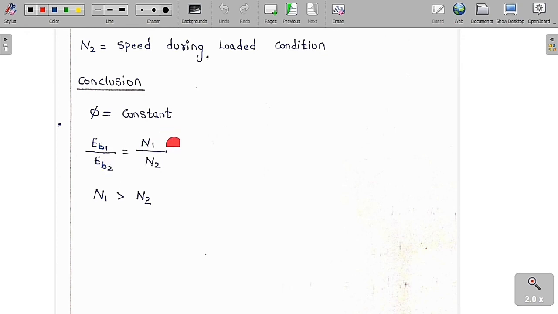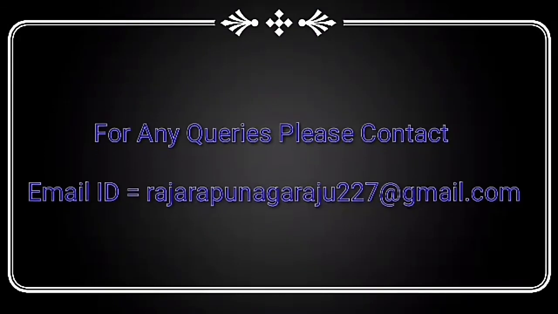Therefore here also, N1 is greater than N2. So the no load speed is greater than the speed during the loaded condition. It's a very general case. The no load speed is N1 and the speed during the loaded condition is N2. We can easily see from this equation that EB1 is greater than EB2, so N1 is always greater than N2.